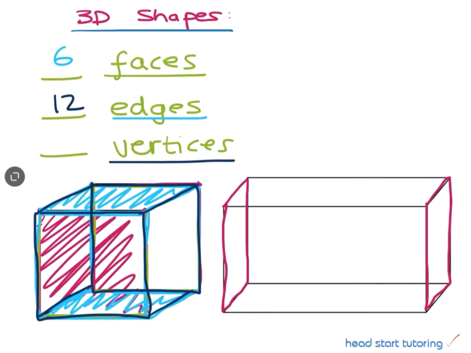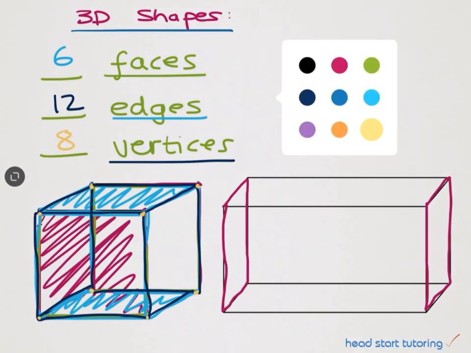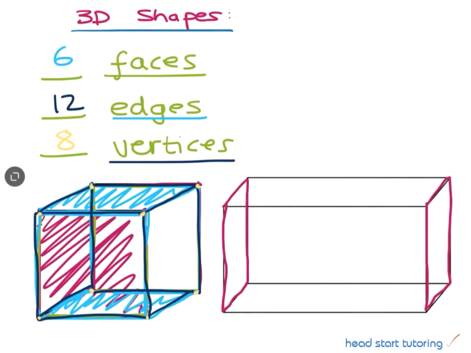So our vertices, remember, are the corners, okay? It's where 2 or more straight lines meet, so it's where our edges meet. So we've got 1, 2, 3, 4, 5, 6, 7, 8 vertices. So we have got 8 vertices altogether in our cube. Right, let's now have a look at our rectangular prism or our cuboid.